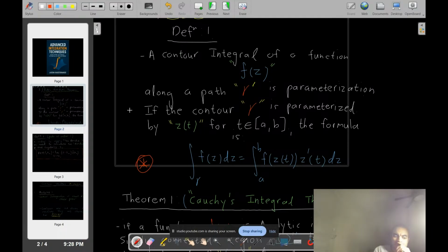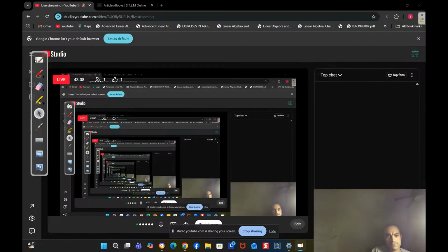So the contour integral of a function f of z along a path, some path called gamma. Gamma is a path, a parameterization. I'll repeat again, it's a parameterization. If the contour gamma is parameterized by z of t for t belonging to the closed interval [a, b], the formula is the integral over the contour of f of z dz equal to the definite integral from a to b of f of z of t times z prime of t dt. Any questions?